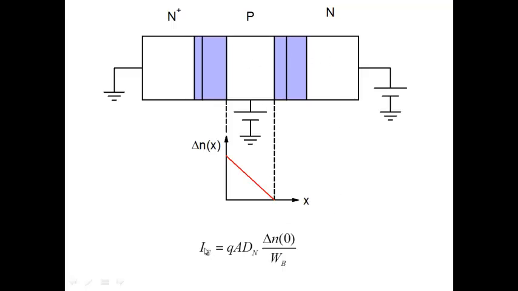So the collector current then, we know that this electron current is a diffusion current, and therefore the collector current is equal to the diffusion current. So Q times Dn times the gradient, delta n by delta x here. So delta n0, we'll take this point as 0, divided by WB and multiplied by the area. So that's the collector current.